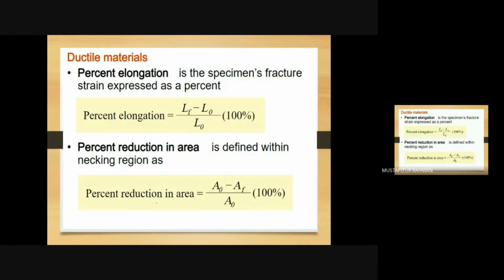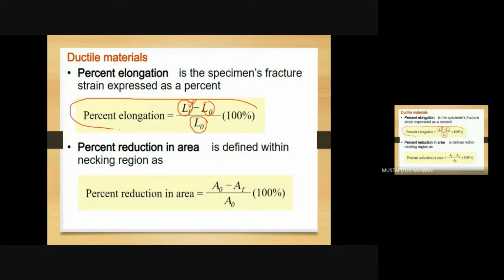So this is percentage elongation. What is LF? This is LF, the final length, and L naught is the original length. So final minus original, divided by original, multiplied by 100, gives us the percentage elongation.